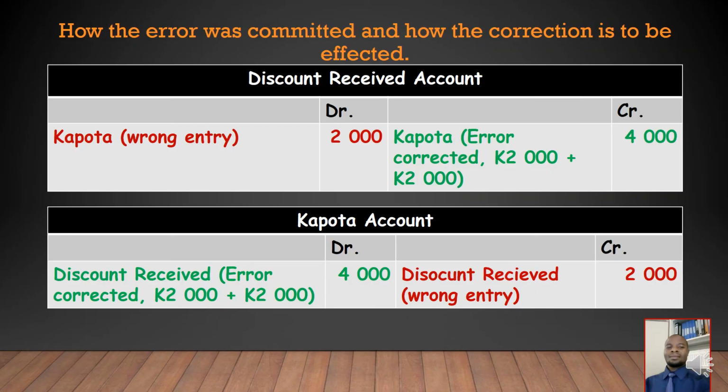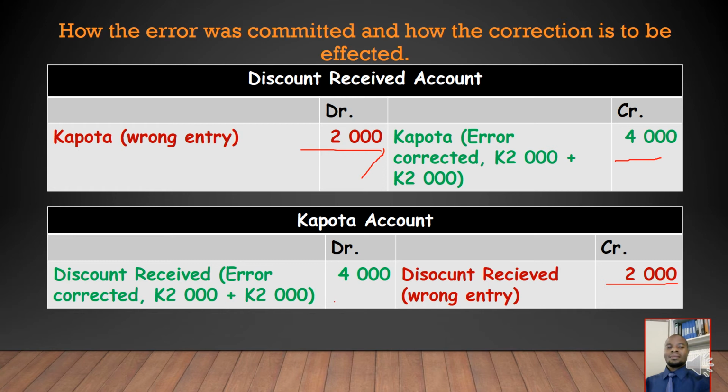How was the error made? The error was made by, number 1, entering a $2,000 on the debit side of the discount received account and a $2,000 being entered on the credit side of Kapota account. So this should have been entered on the debit side, but it was not. And this amount, the $2,000 in the discount received account, should have been entered on the credit side, but it was not.